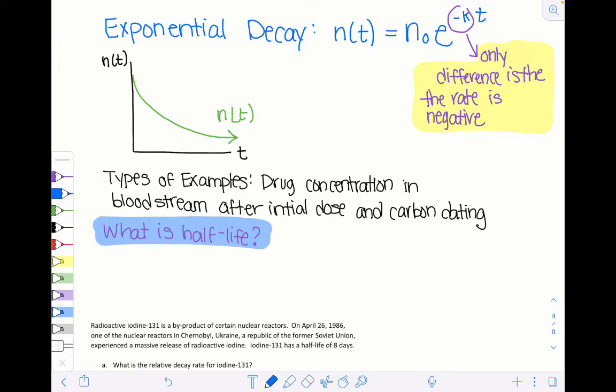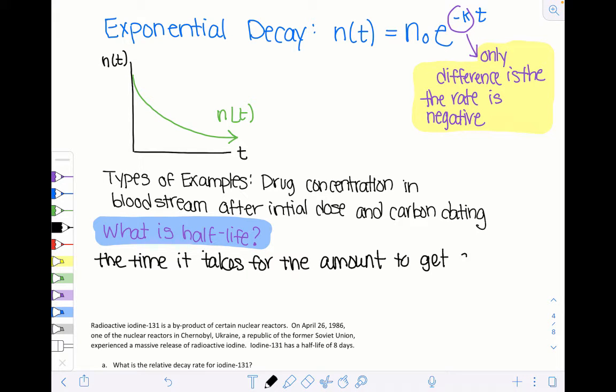And so what you see a lot of with exponential decay models is this idea of half-life. And so what half-life is, it's the time it takes for the amount to get cut in half.